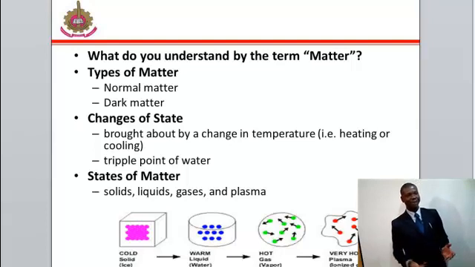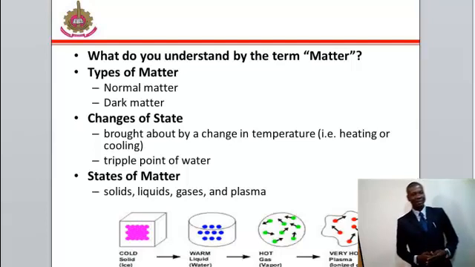Triple point of water. What do you understand by that? These are the three states of water, that is, ice, liquid water, and water vapor, which can coexist in a stable fashion only at a given fixed temperature and a fixed pressure called the triple point of water, which occurs at 0.0075 degrees Celsius and 4.579 millimeters of mercury pressure.